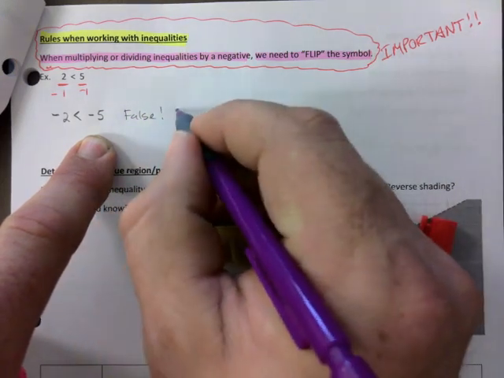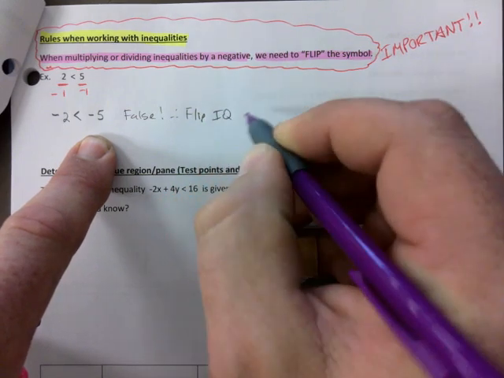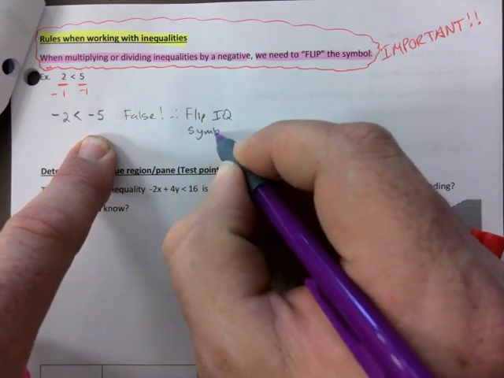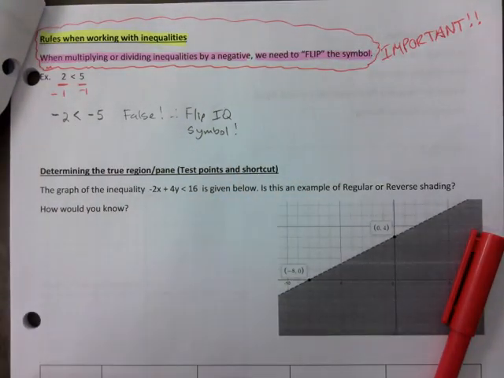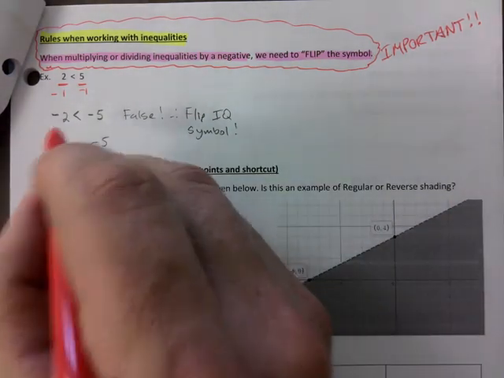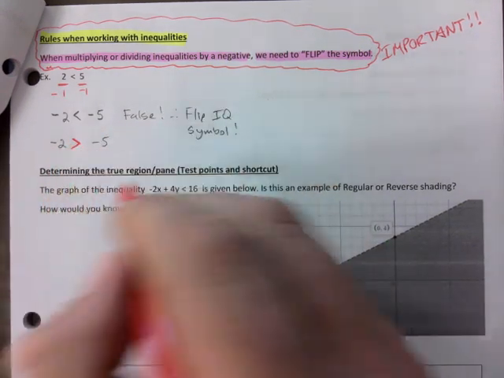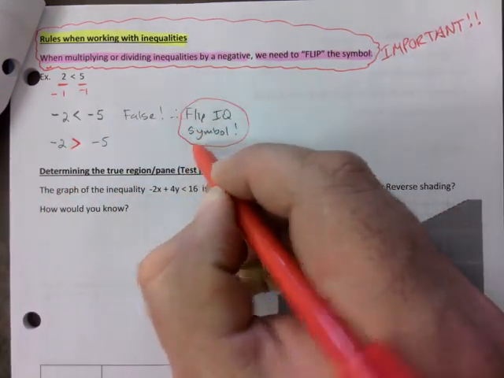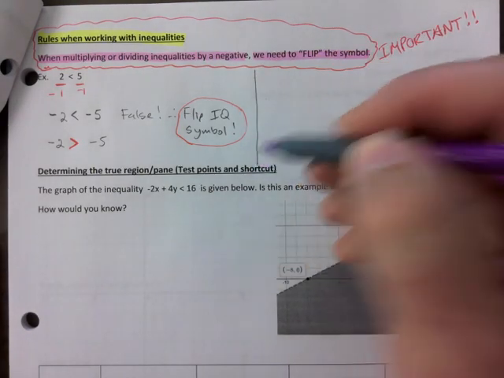Okay? Therefore, flip the inequality symbol. So you need to make up for that change. So we're going to go negative 2, negative 5, and we use a red pen. I'm going to flip it the other way. Okay? Flip the inequality symbol. So every time you multiply or divide by a negative, that whole inequality, you have to flip the symbol. I'm going to give you a quick example here.